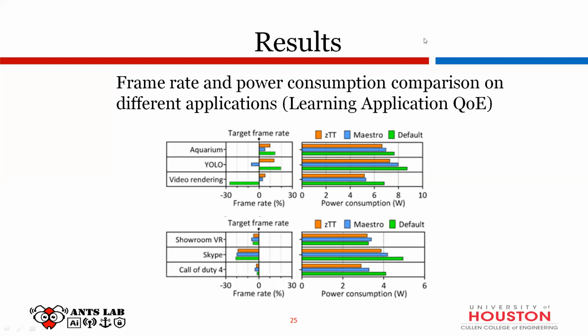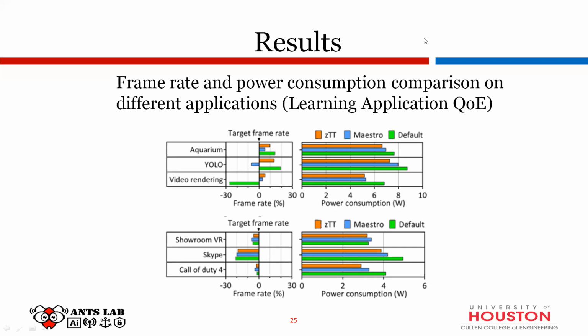It's very hard to argue that. If you check the Euro application, right? Maestro is better than zTT in terms of target frame rate. Also, Maestro is better than zTT for the aquarium application. Also, Maestro is better than zTT for video rendering, right? Yeah, it consumes a little bit more power, but performance is better, right? So you need a reason to justify why zTT is better than Maestro, right?